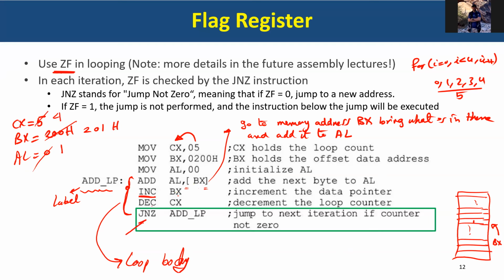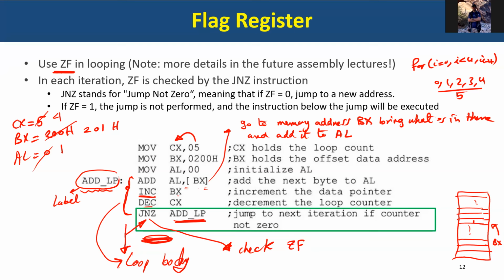Then the key command here, instruction: jump if not 0. So what the assembler will do here, jump not 0 means it checks the 0 flag. If it's not 0, go to add LB. Otherwise, continue in the program. So if there is something written here, another instruction, it will go and execute this instruction.